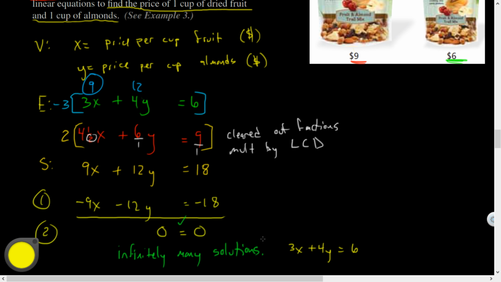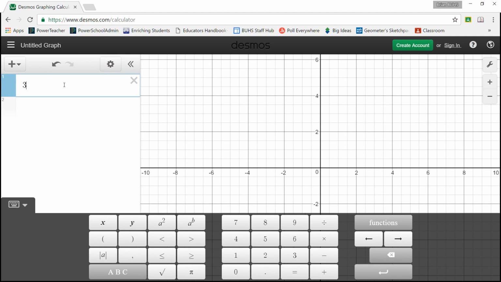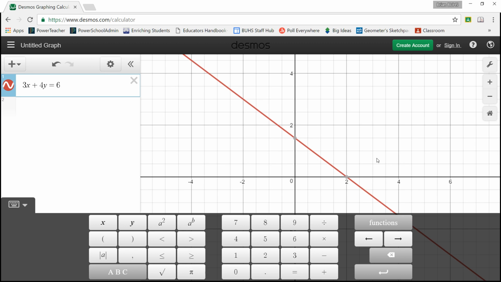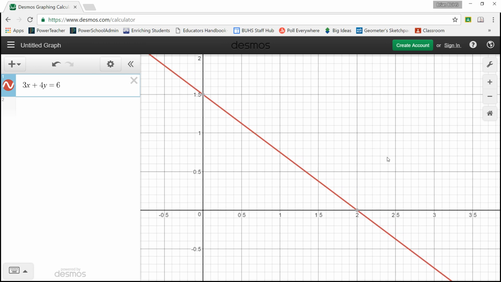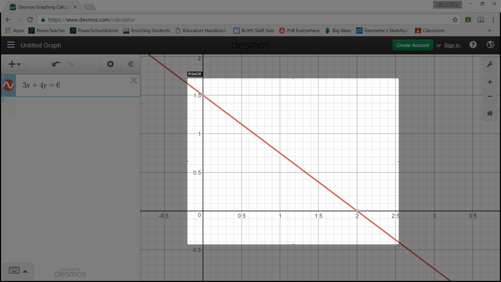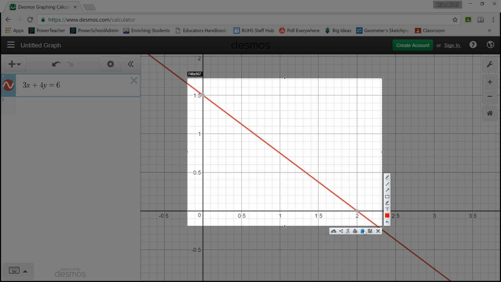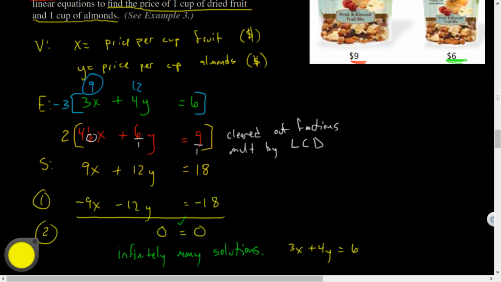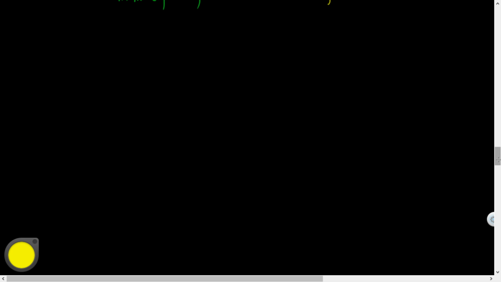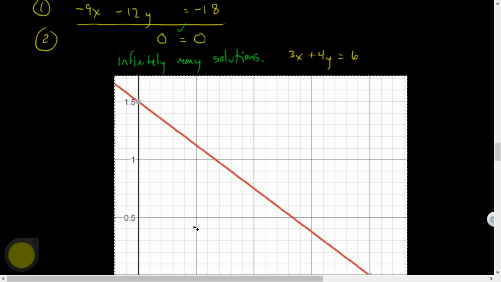So it's not any combination of x and y. It's only the combinations of x and y that would land on that line. Let me just show you a quick graph. All right, so 3x plus 4y equals 6. There we go. So here's the equation of that line. And just so you see what's going on here, the solutions, there are infinitely many of them, but they are restricted. They are only the ones on that line. And so let's consider a couple possible solutions.